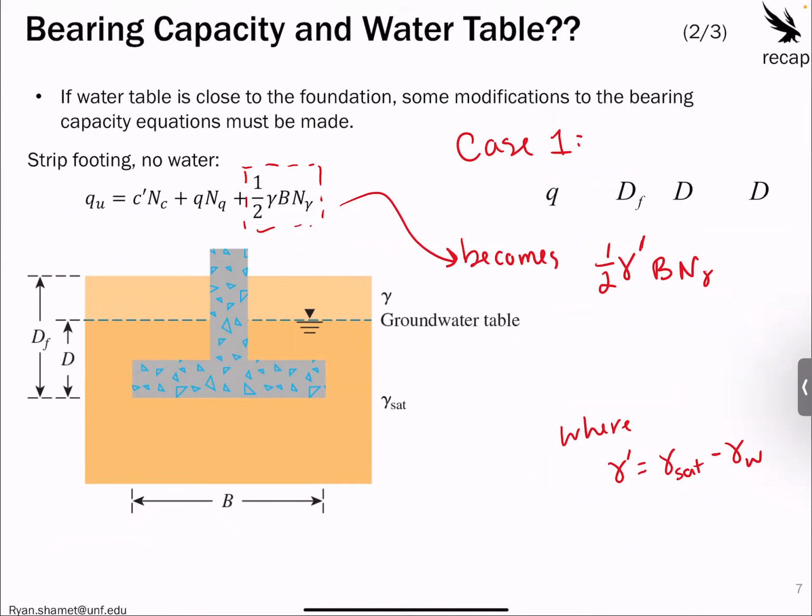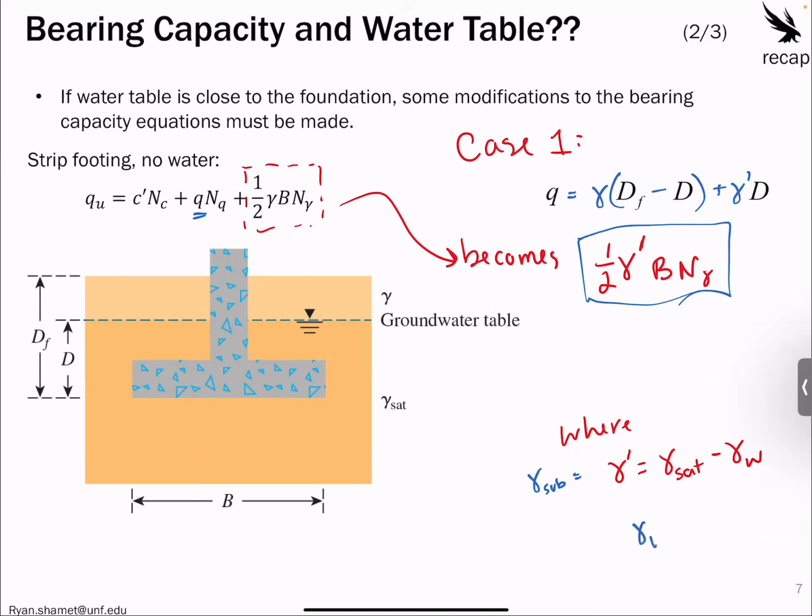For case 1, we would actually need to change the surcharge value. So this surcharge would equal the unit weight times, plus the effective unit weight, or the submerged unit weight. And also this last term becomes the effective one as well. Remember, the effective unit weight or the submerged unit weight, it's the same thing. So sometimes you would say it as this submerged unit weight. This is the saturated unit weight of the soil minus the unit weight of water.